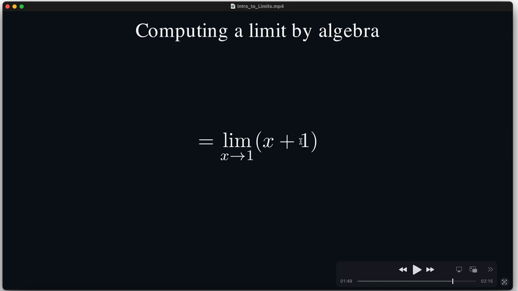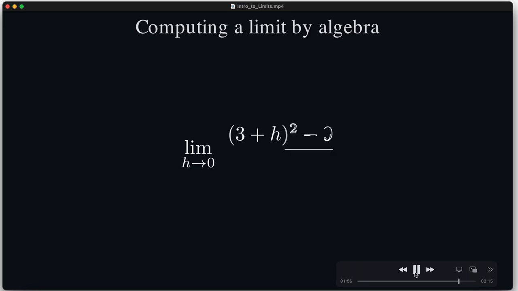And then now we notice that we have something simple. Now we plug it in. And we get the limit is 2. Here's another example.